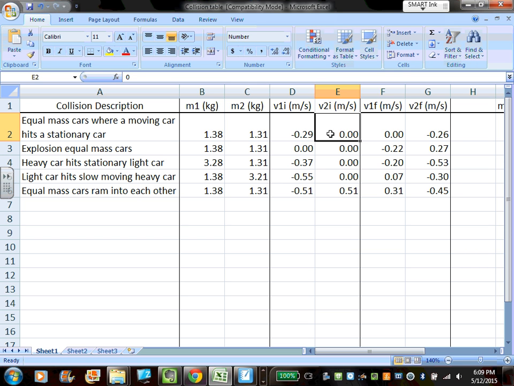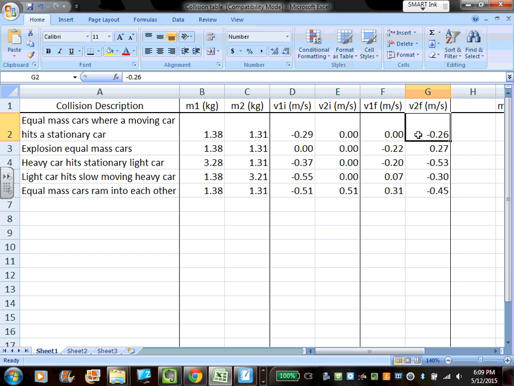After the collision was over, mass 1 is now stationary, and mass 2 is moving at negative 0.26 meters per second. Now, what do we notice about this? We notice that this negative 0.26 meters per second is very, very close to the negative 0.29 meters per second, isn't it? We'll have to see if that is an accident or if it's something a little more meaningful.